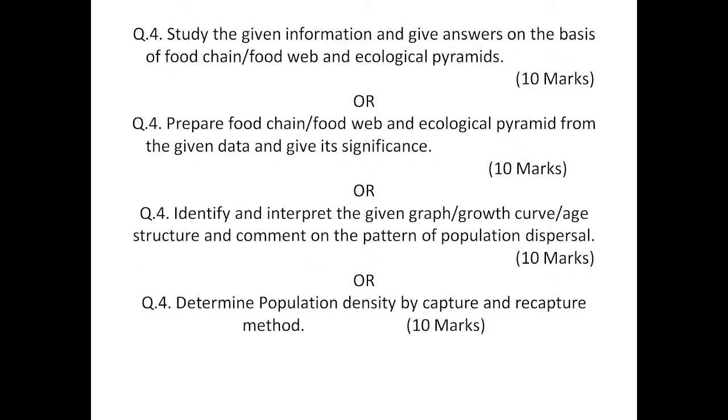And in the second option, you will have a question to prepare the food chain or the food web. You will be given animals, or directly you will be asked to prepare a desert food chain or food web, grassland food chain, food web, whatever. So either you will be asked to prepare the food chain from the given data, and the most important thing here is that writing the significance carries marks, because this particular question is for 10 marks. So you have to write the significance of it, and the significance is mentioned in the background information if you read carefully. Then the third option: you have to identify and interpret the graph, growth curve, age structure, and after that comment on the pattern of the population dispersal.